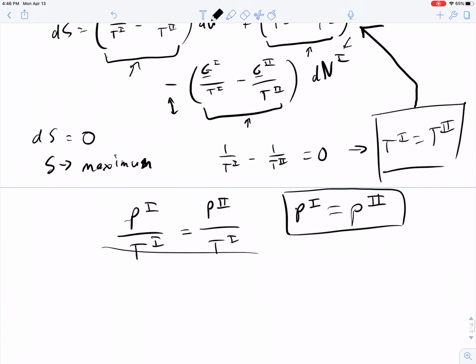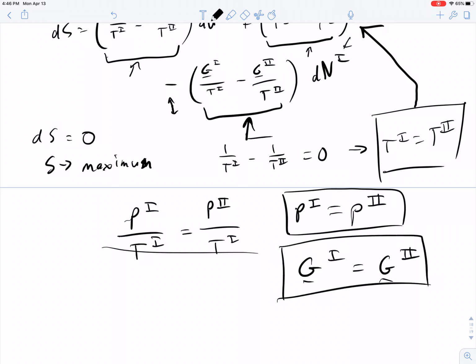Now, lastly, we can do the exact same thing that we did for pressure to show that partial molar Gibbs free energies of the two phases, or for a single component, the per molar Gibbs free energies, of the two partitions, which happens to be the two phases, must be equal. This is the criterion that we ultimately will focus on calculating for determining vapor-liquid equilibrium.